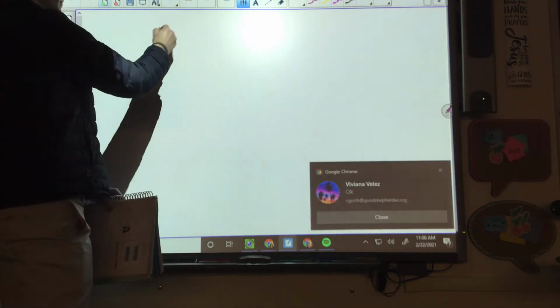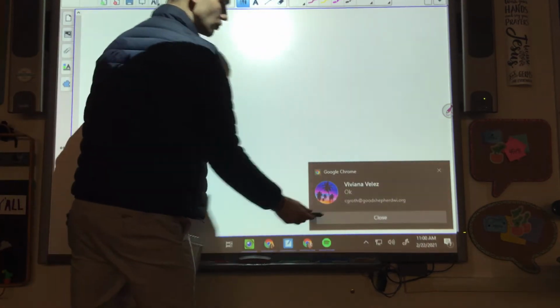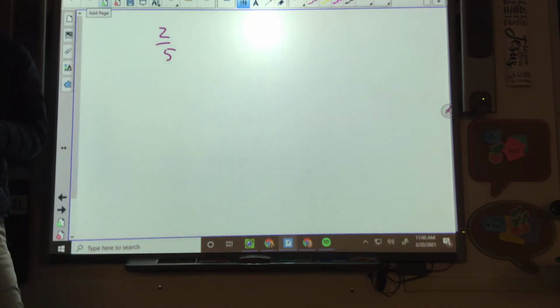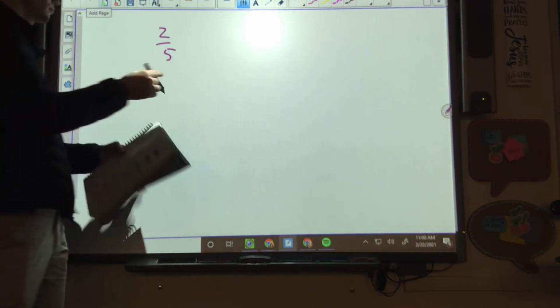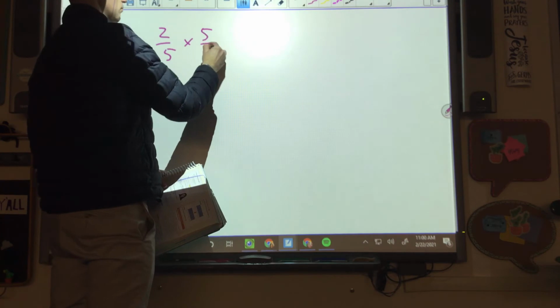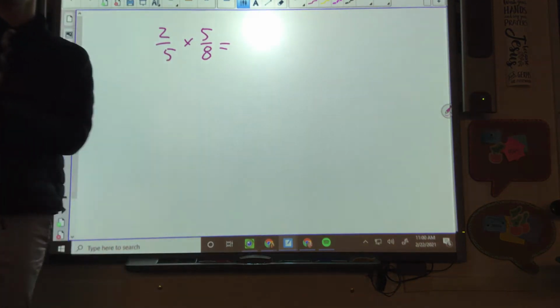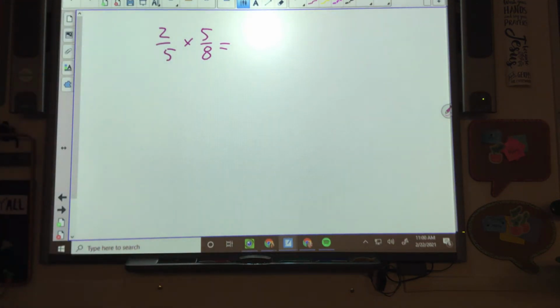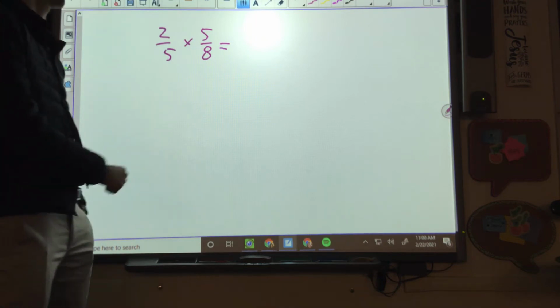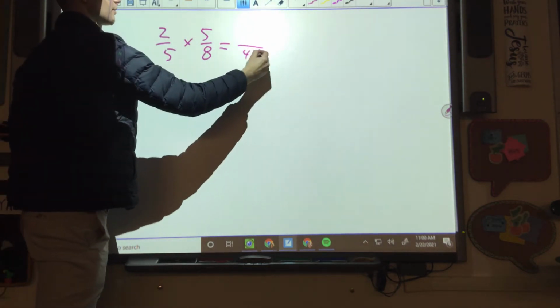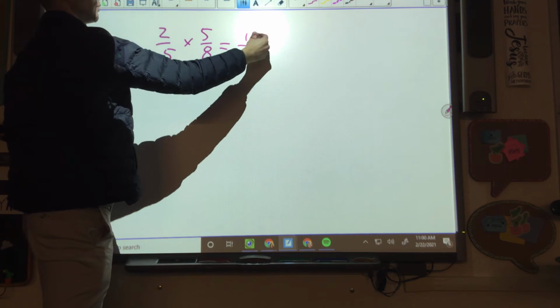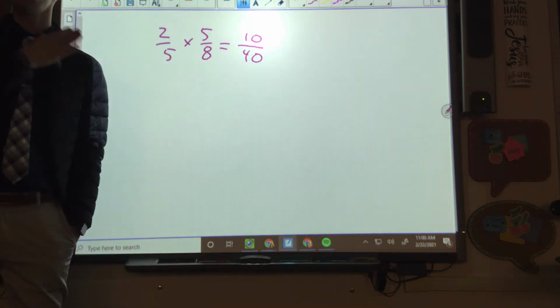Do you have to divide to simplify it on every one? Yep. Alright, 5 times 8 is 40, and 2 times 5 is? 10.